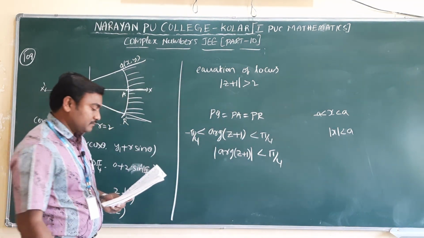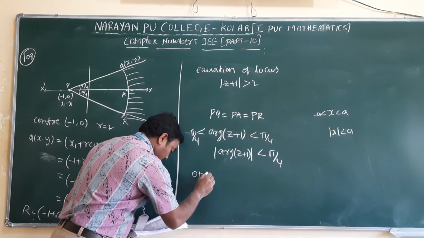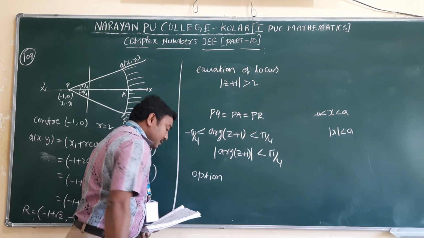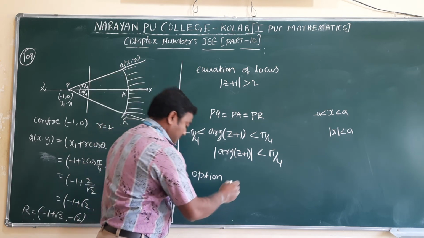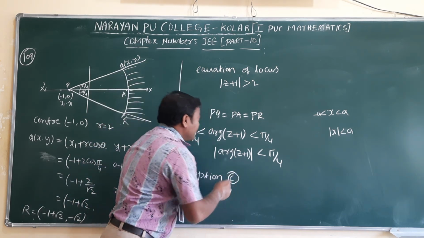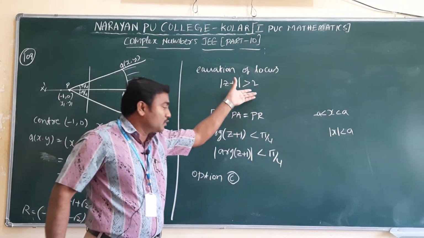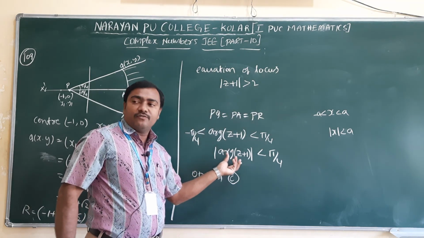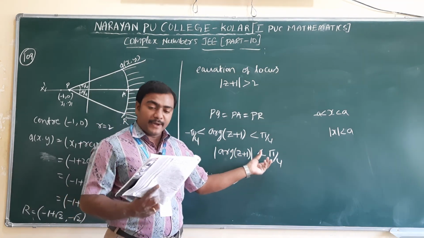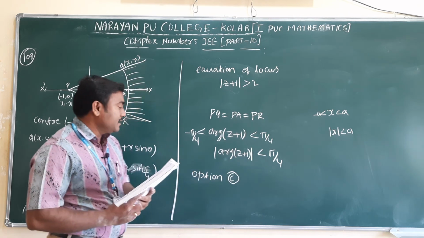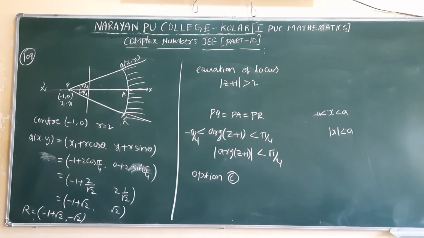Option C is the correct option. If modulus of z plus 1 is greater than 2, then the argument of z plus 1 is less than pi by 4. Option C is the correct option.